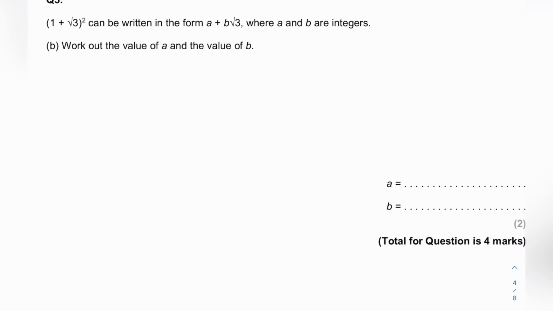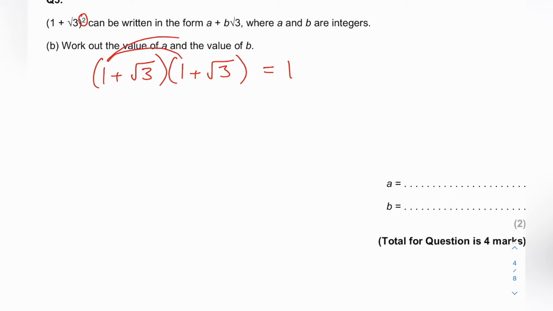Okay, having a look at question 5, this is our first double bracket expansion. So what we need to do is 1 plus root 3 multiplied by itself. That's what that squared means at the top there. So now we've got a double bracket expansion. So we need to times 1 by 1, which equals 1. And we multiply 1 by root 3, which is 1 lot of root 3.